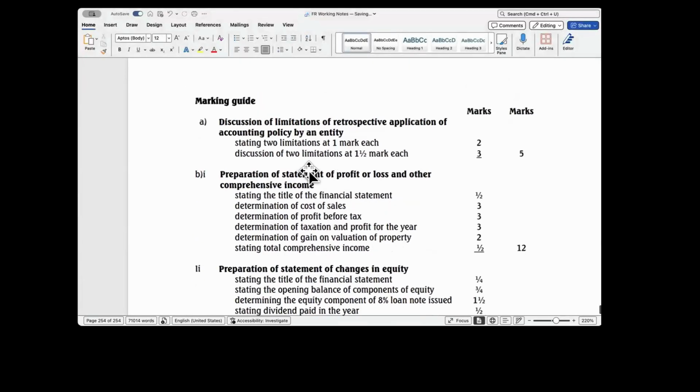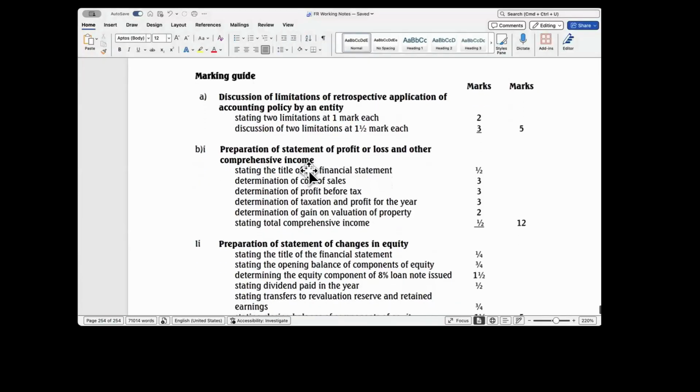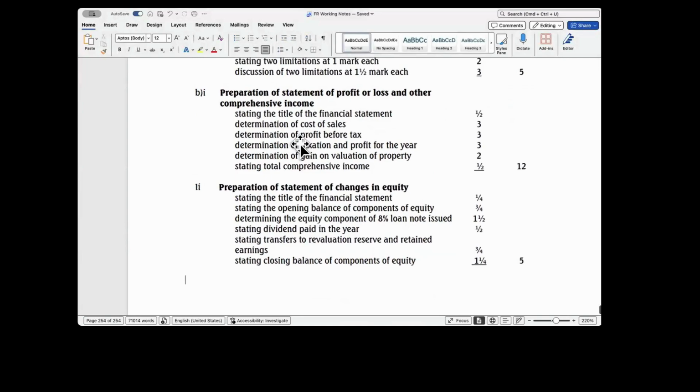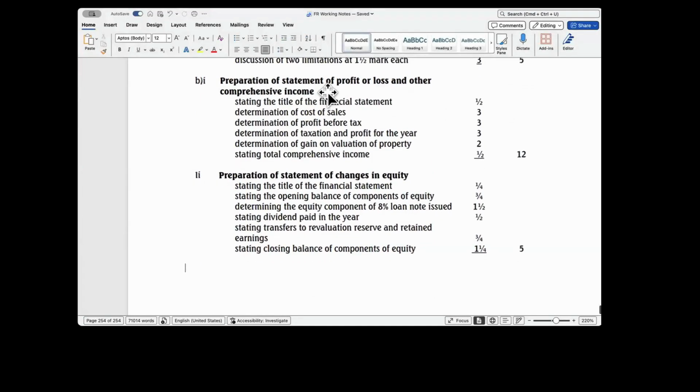So if you look at the marking guide, this is the A part, this is the B part. They said prepare statement of profit or loss and other comprehensive income. You see that the statement itself, just stating the title of the statement, earns you a mark. Half is a lot.